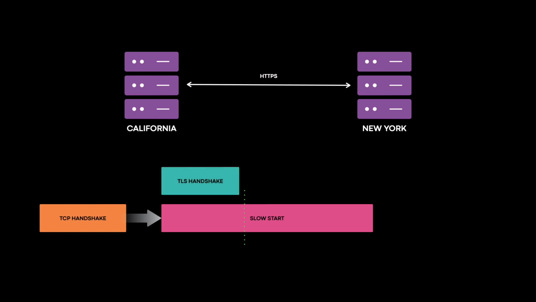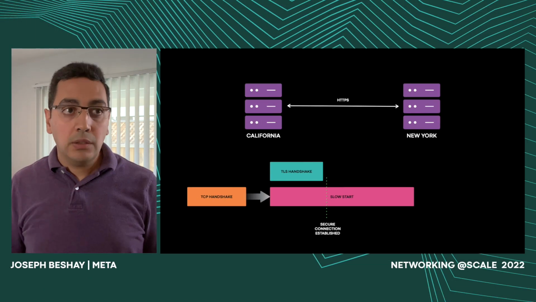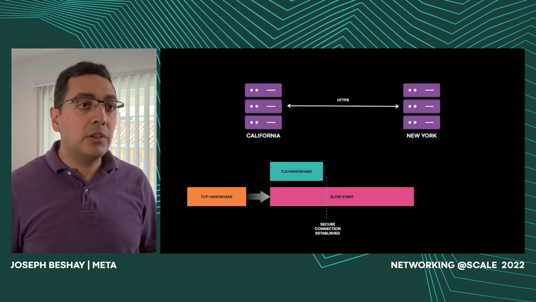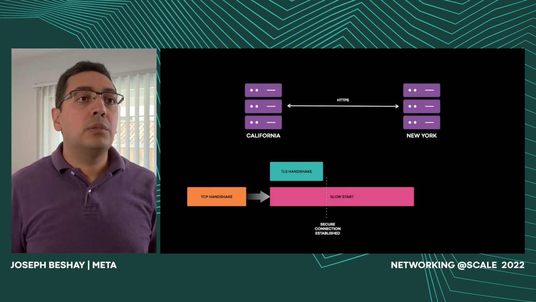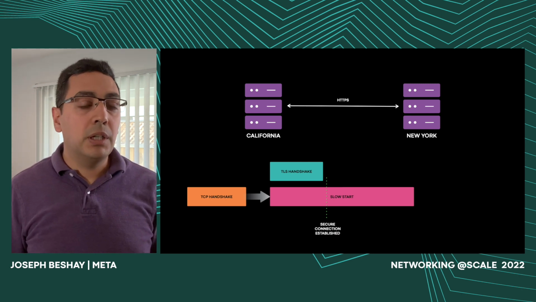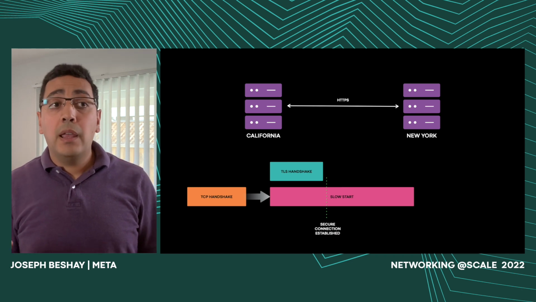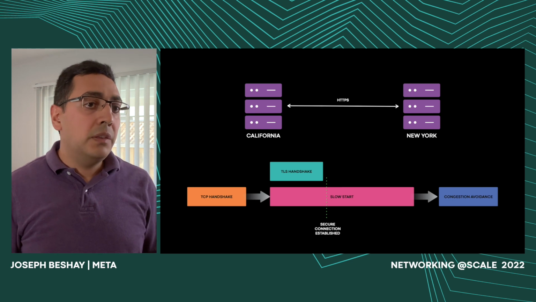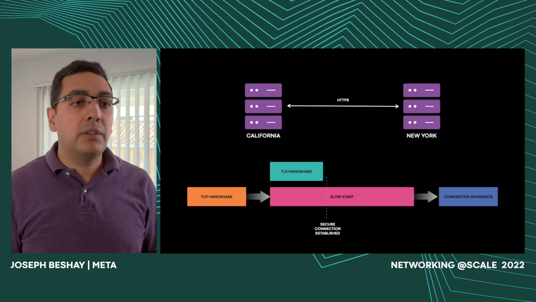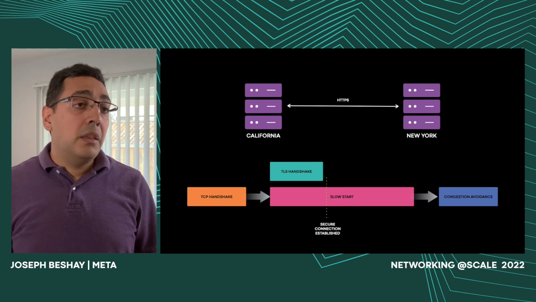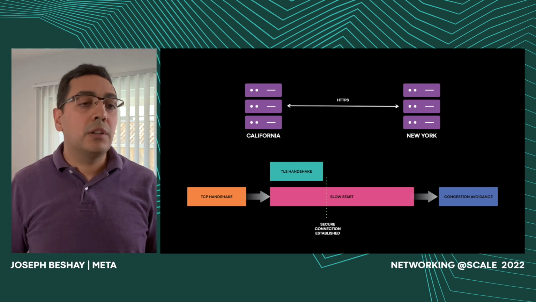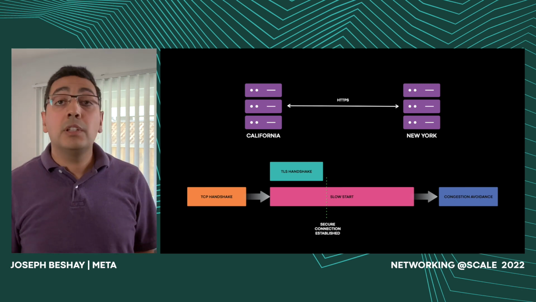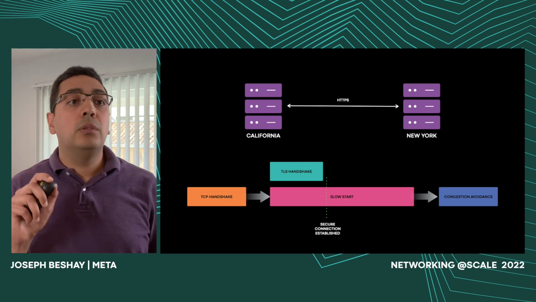While slow start is happening, the TLS handshake is also taking place. And by the end of the TLS handshake, the secure connection is established and we can start transferring secure data between the peers. If this connection lasts long enough, we also go into congestion avoidance. In this case, we're looking at QUIC as the congestion controller. The thing is, this whole process repeats for every single connection. So let's take a deeper look at these stages.